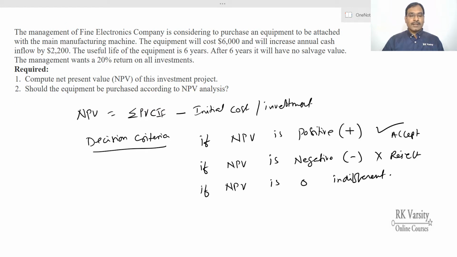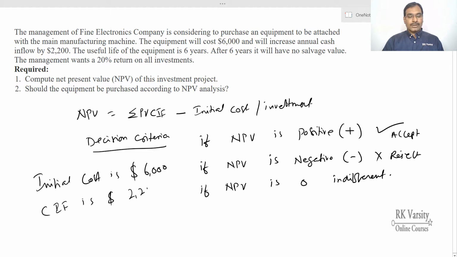The Fine Electronics company is considering purchasing an equipment to be attached to the main manufacturing machine. The equipment will cost $6,000, so your initial cost is $6,000, and it will increase annual cash inflows. The annual cash inflow is $2,200, and the useful life of the equipment is 6 years. That is, N is 6 years. The management wants a 20% return on all investments, so your required rate is 20%.